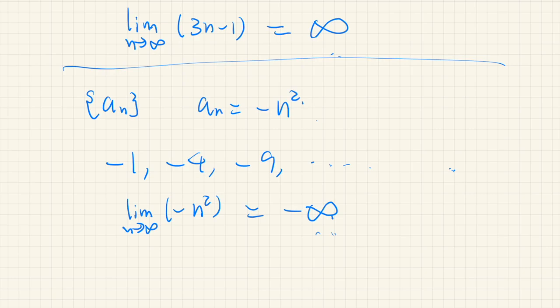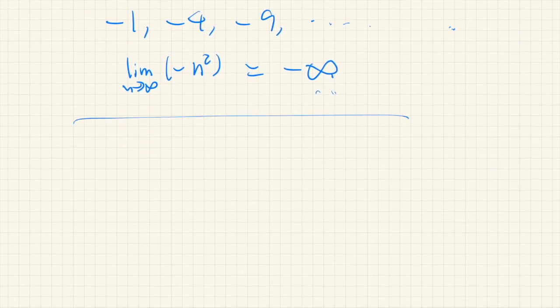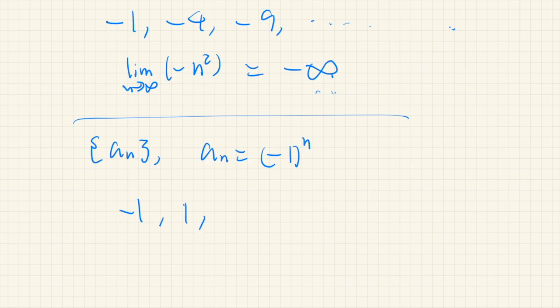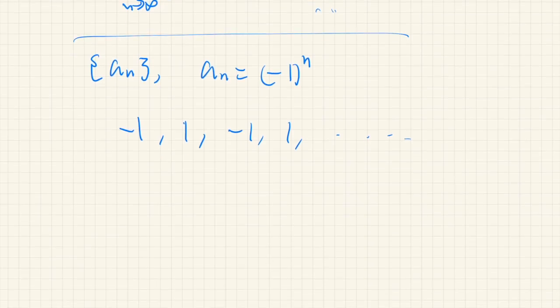There are some sequences that don't diverge to positive or negative infinity, and they don't converge. For example, let's consider a sequence where an is -1 to the power of n. Okay, so this one oscillates between negative and positive 1. So the first few terms are like this: -1, +1, -1, +1. So it just keeps alternating between positive and -1. So this limit doesn't exist.